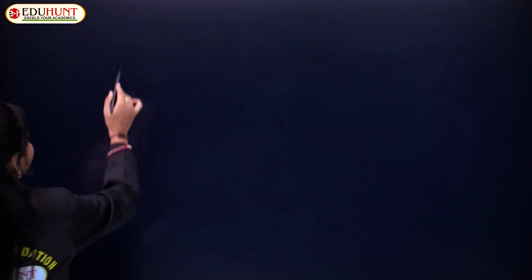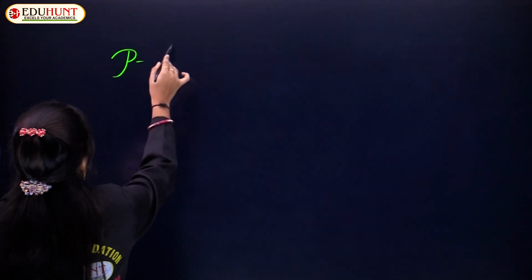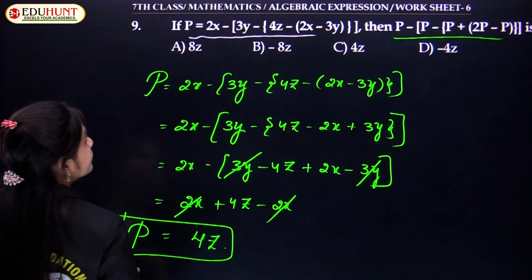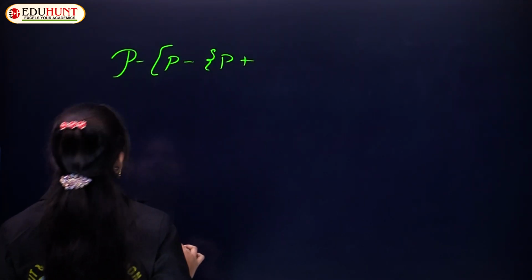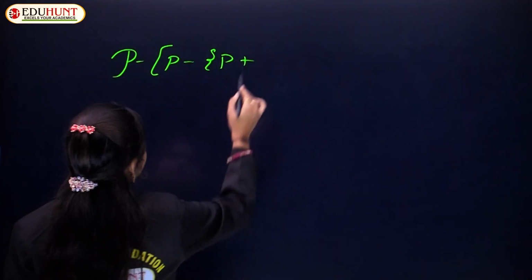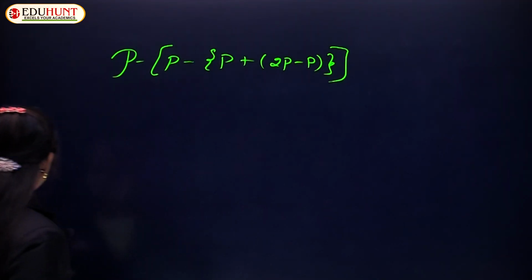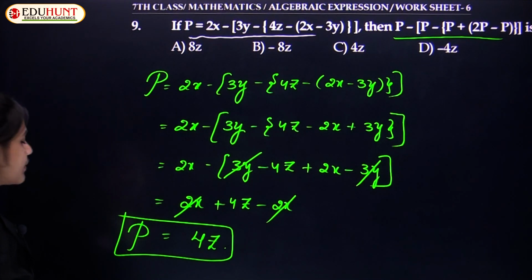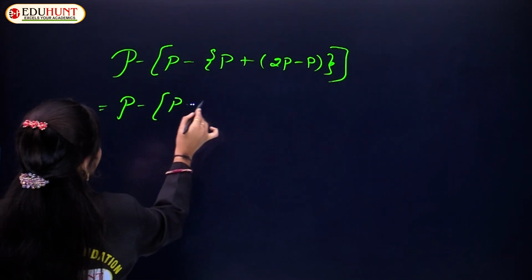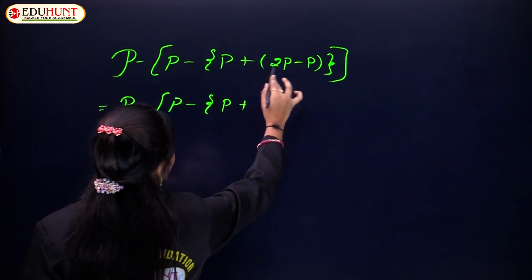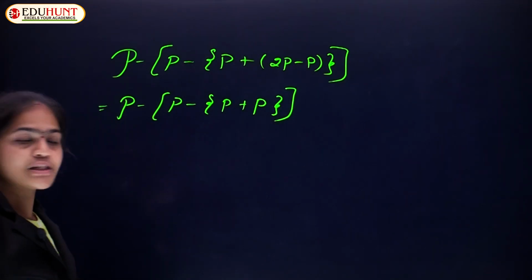See here, what is that? P minus of, again P minus of, again P plus of 2P minus P. That's it, 2P minus P. So first to simplify this one: P minus of P minus, here P plus 2P minus P, which is equal to P here. 2P minus P is equal to P.